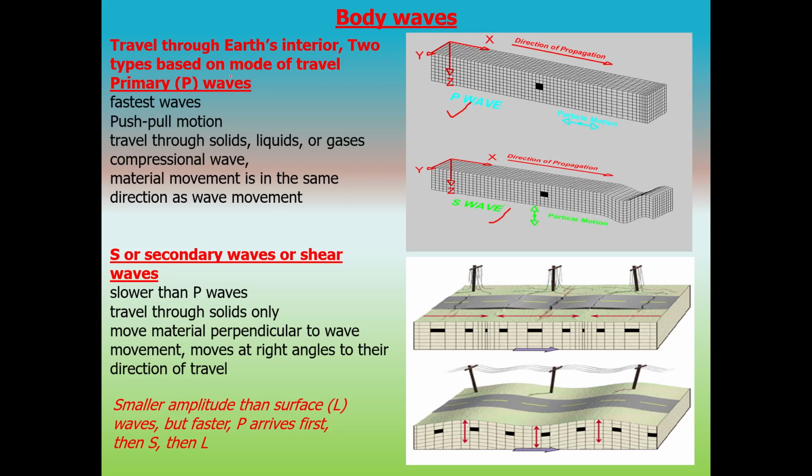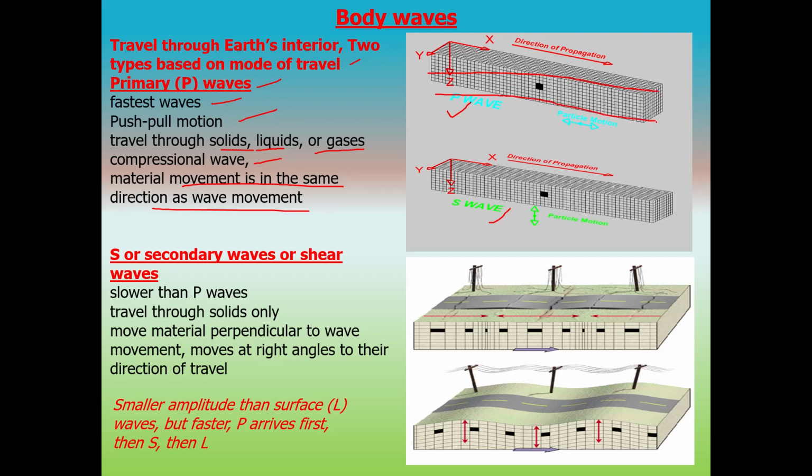These body waves are of two types depending on the movement of the wave: primary waves, and S waves, or secondary waves, or shear waves. Primary waves are the fastest waves, arriving directly. It is like compression and rarefaction, a push-pull motion, and they travel through solids, liquids, and gases. It is a compressional wave. Material movement is in the same direction as the wave is moving.